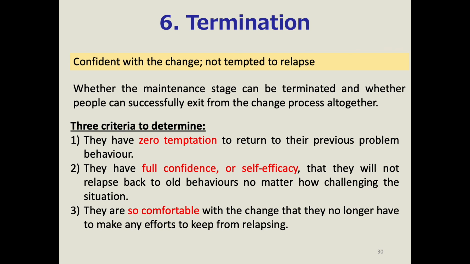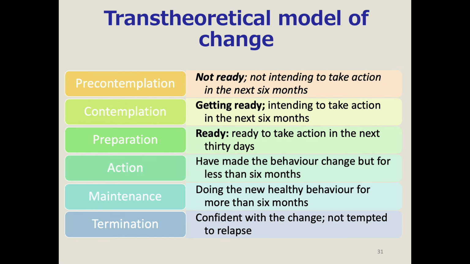The final stage of the trans-theoretical model is termination. At this stage, the patients are confident with the change and not tempted to relapse. There are 3 main criteria to determine whether they are in this stage of termination. They have zero temptation to return to their previous problem behavior, and they have full confidence or self-efficacy that they will not relapse back to their old behaviors no matter how challenging the situations are. And they are so comfortable with the change that they no longer have to make any efforts to keep from relapsing. So this is the summary of stages of the trans-theoretical model.